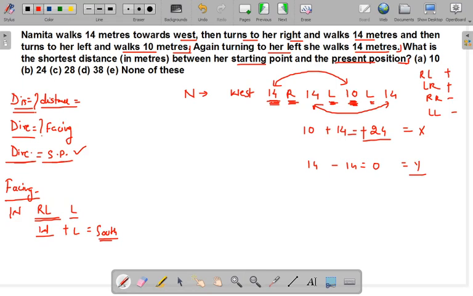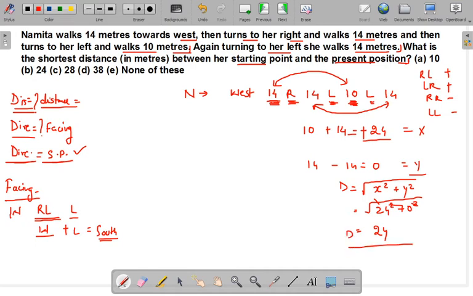So the distance d is equal to the square root of x squared plus y squared. This is 24 squared plus 0 squared. The square will be cancelled with this root. Distance is 24.